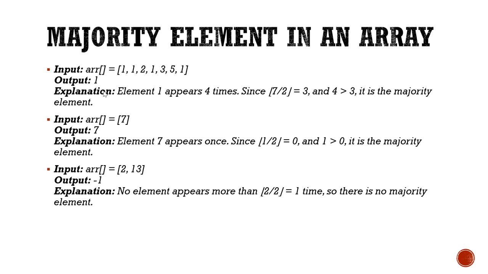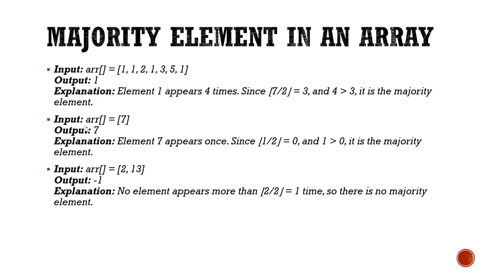So majority element in an array. What is a majority element? Let us go through the examples mentioned here. In the first example, the array has one repeated four times: the first element, second element, fourth element, and the last element. So one appears four times, hence the output should be one.